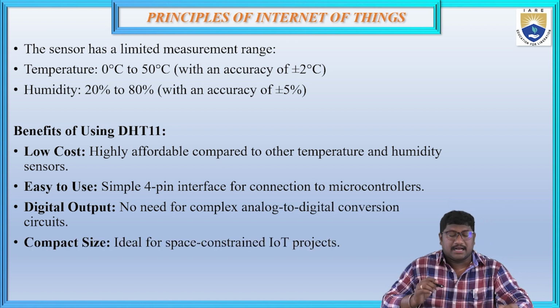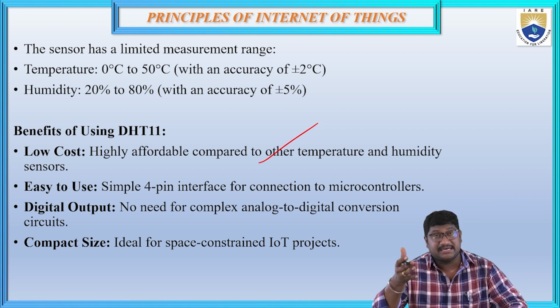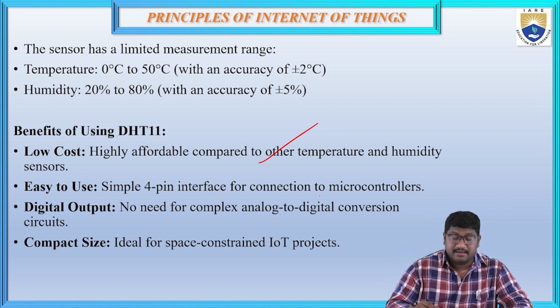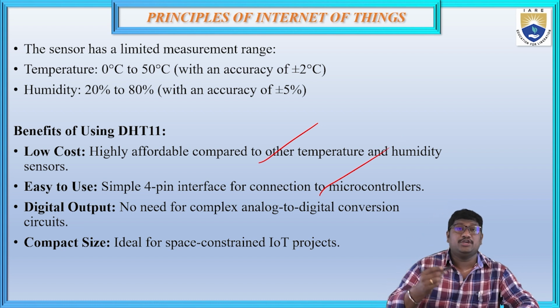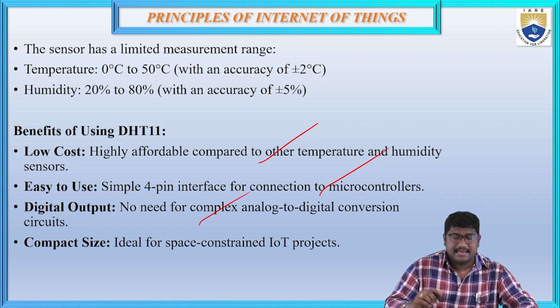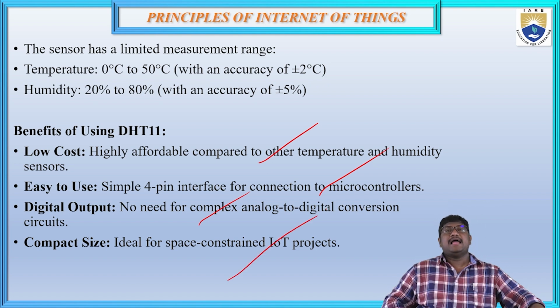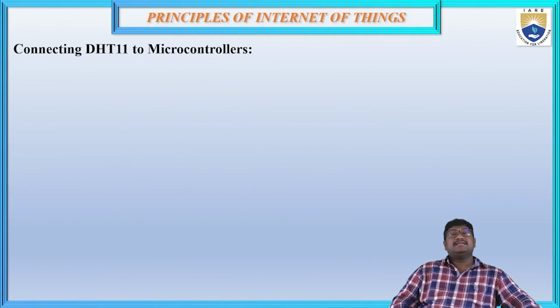compact size. Low cost, as I told you, it is very highly affordable compared to the other temperature and humidity sensors. Here we are only having a 4-pin interface, which is very easy to use and no need of complex analog or digital conversion circuits, and which is ideal for IoT projects. With this, I can heartfully say that using this DHT11 in our IoT projects is going to be very helpful. Now, have a look at how this DHT11 is going to be connected with a microcontroller.